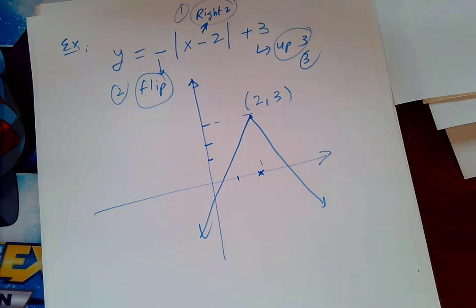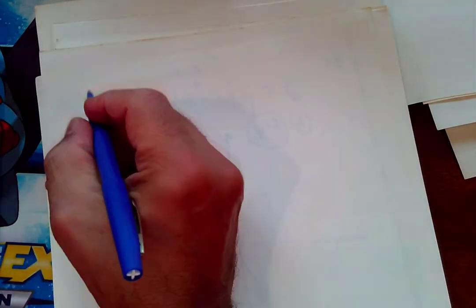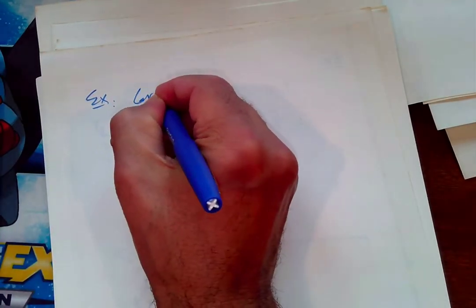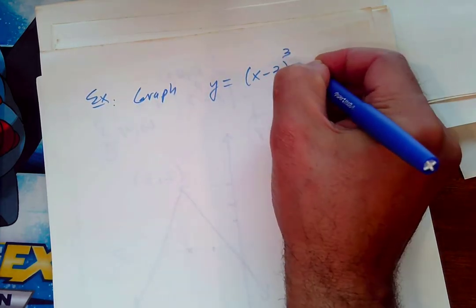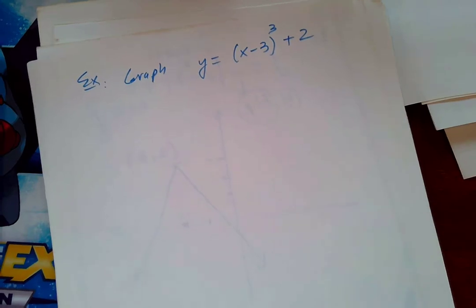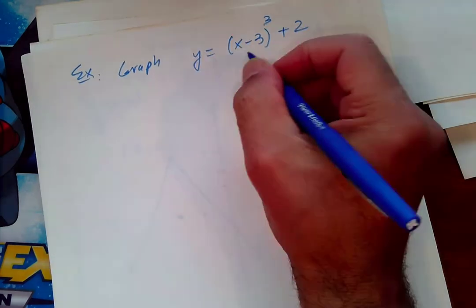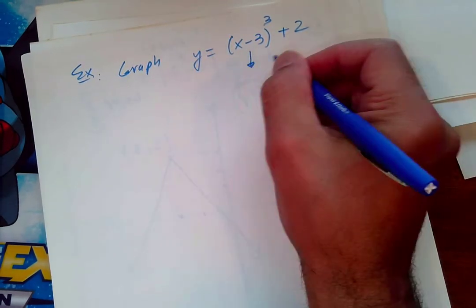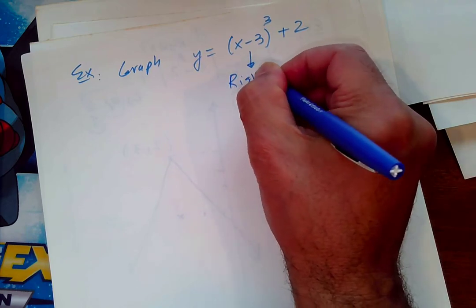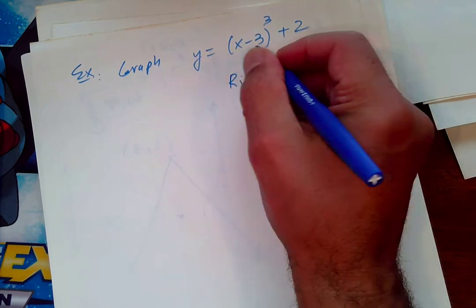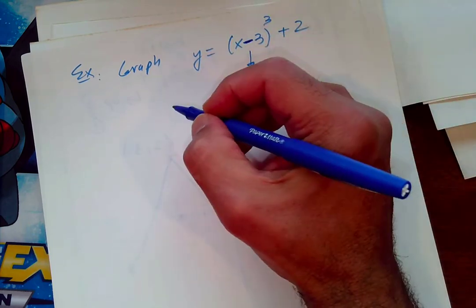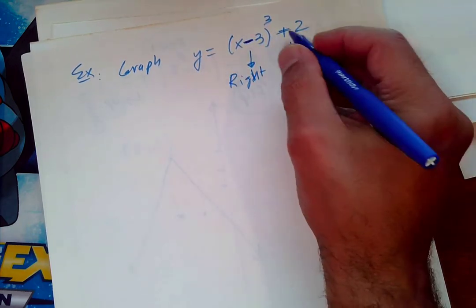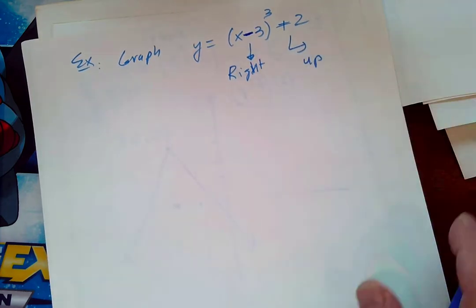Alright, I want to show you an example about x cubed. We haven't done any of that. So if I say graph y equals (x minus 3) cubed plus 2, so this shows that I gotta go right 3. Remember, inside the absolute value, inside the parentheses, it's opposite to the sign. If you see negative, it's to the right, positive to the left. This is the same as the sign. Positive is up, negative is down.